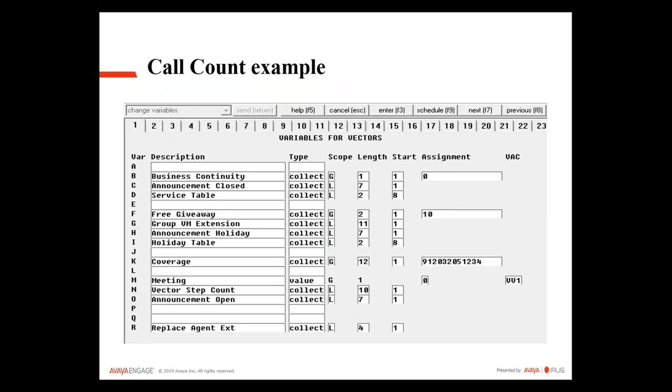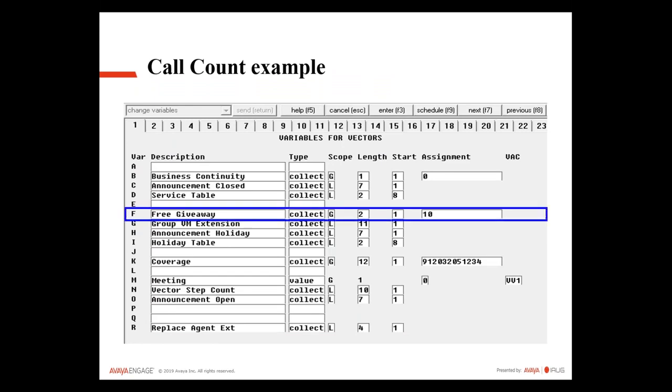Call count is another one that we can do. I call this the free giveaway. We kind of used it briefly on one of the things that we were doing. So again, collect, we did this as a global thing with one of our small groups, so that's why it became global. The length is 2, and we're going to assign it again to 10.